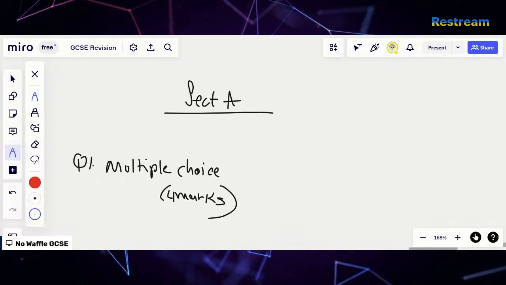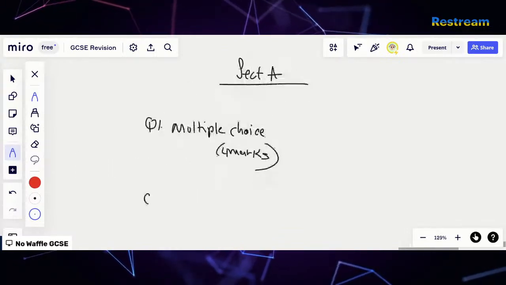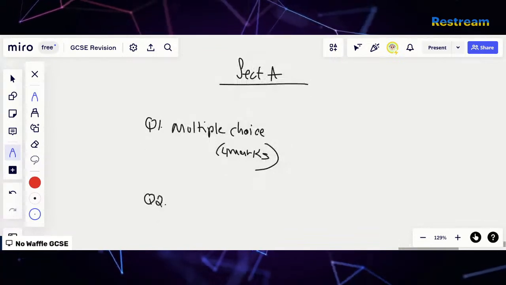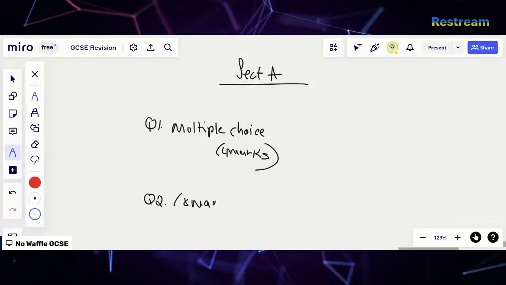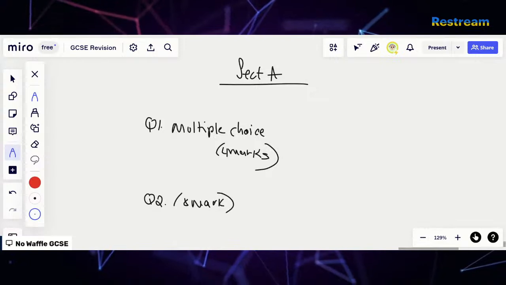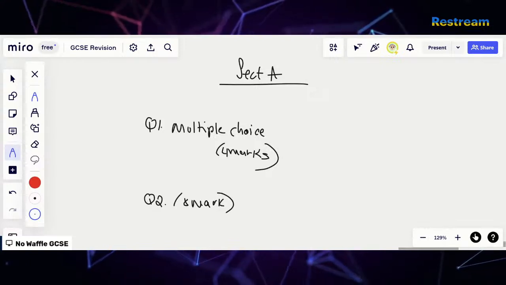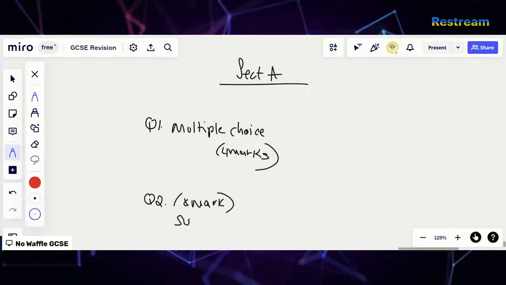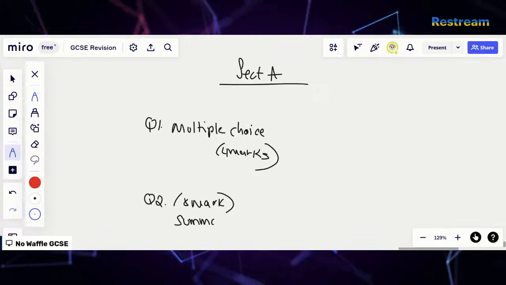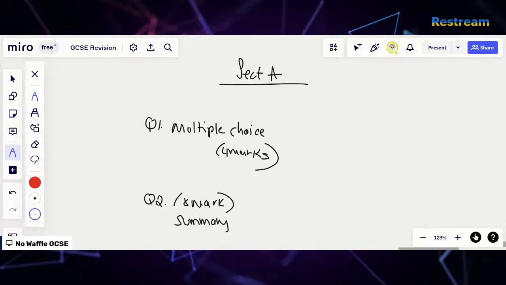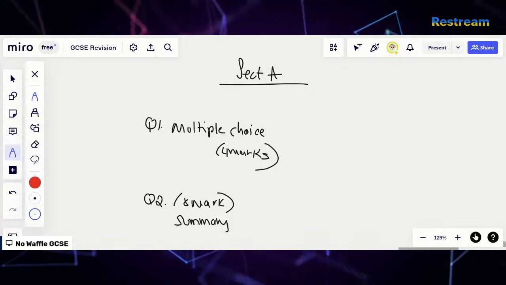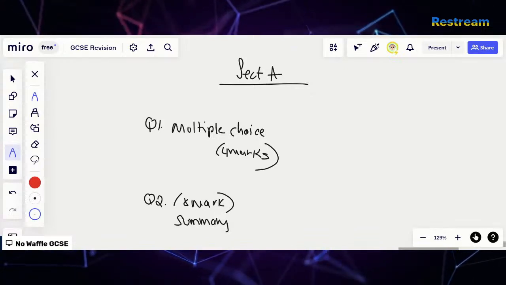Now, question 2 is an 8 marker. Now, this 8 marker will always start the same way. It's called the summary question. So you will normally be asked, write a summary using both sources about something. So you'll be asked to write a summary about something.